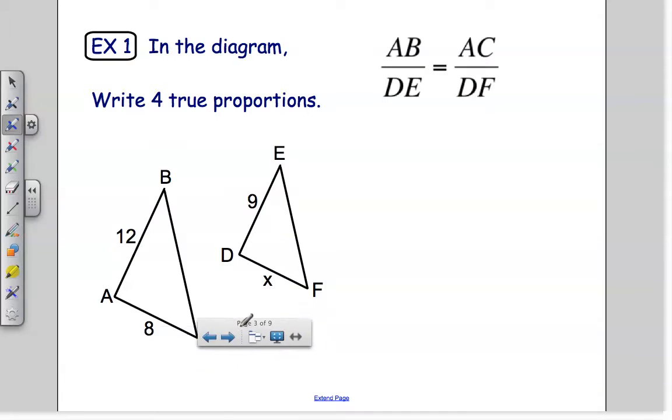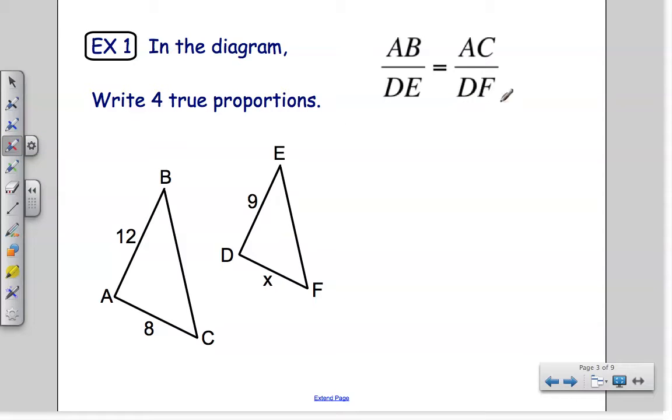Let's use those properties here. In this diagram, AB over DE equals AC over DF. Write four true proportions. So I'm looking at these two triangles. They look like they are similar. We're going to be talking about similar triangles later this chapter.